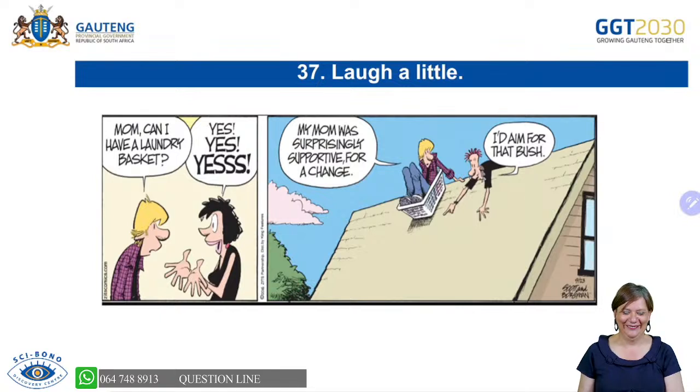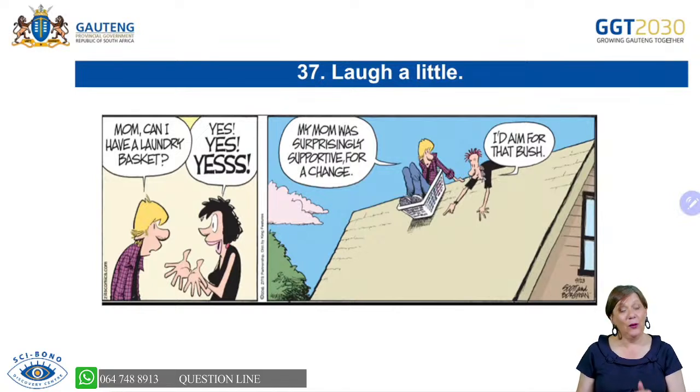Here's another one. Mom, can I have a laundry basket? Yes, yes, yes. And can you see again, there's a progression, small, bigger, bigger. She's obviously extremely excited that Jeremy, for the first time in his life, is going to put his laundry actually in a laundry basket. But is he going to use it as a laundry basket? No. He's on the roof. You can see he's on the roof with a laundry basket. My mom was surprisingly supportive for a change. I would aim for that bush. You can just imagine what's going to happen here.